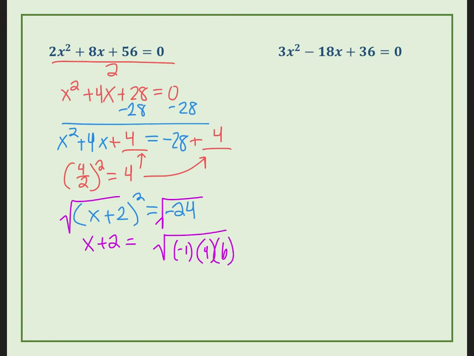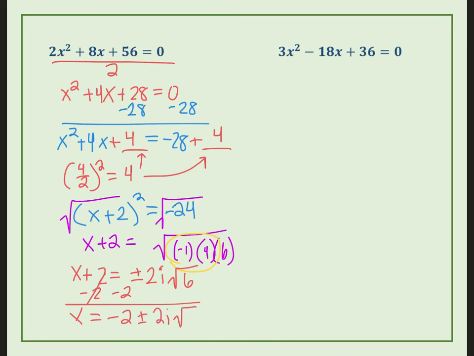Why did I choose these numbers? Because I can take the square root of 4 and the -1. And that becomes x plus 2 equals plus or minus 2i, and the square root of 6 is going to stay on the inside. The last step is to subtract 2 on both sides, and I'm going to write that in front of the plus and minus. So x equals -2 plus and minus 2i square root of 6. Go ahead and pause this video, and this is our last question. Try working out the second question on your own.